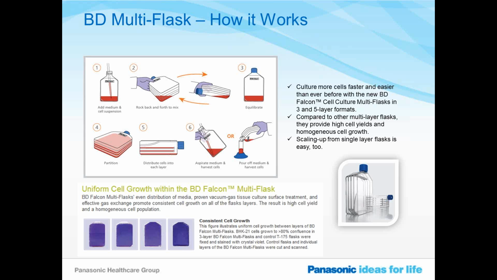The other thing that I think is important to stress is that in terms of uniform cell growth, even though this is a 3-layer or 5-layer module, the results from BD and from our use in our incubator showed that you still got the same uniform cell growth per layer. And scaling up from single-layer flasks is really, I think, not as advantageous as using a multi-layer system.